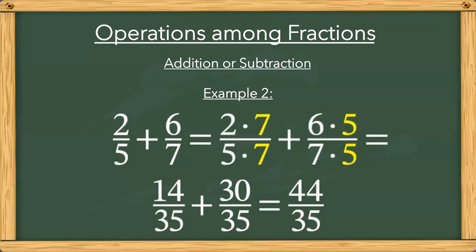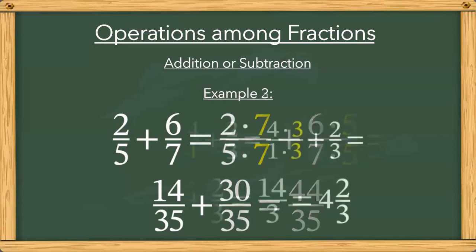So we multiply the numerator and the denominator of the first fraction by 7 and the numerator and denominator of the second fraction by 5, and we get 35 this way. Okay, we have 14 above 35 plus 30 above 35 is equal to 44 above 35.